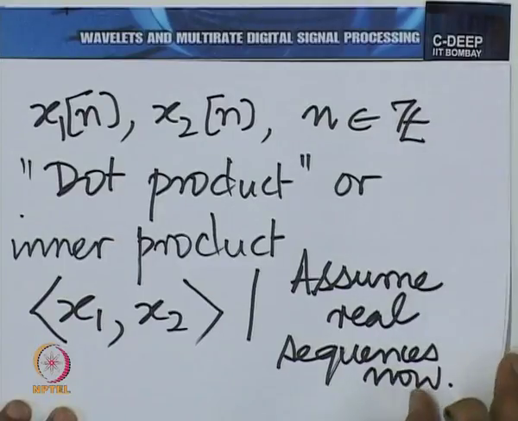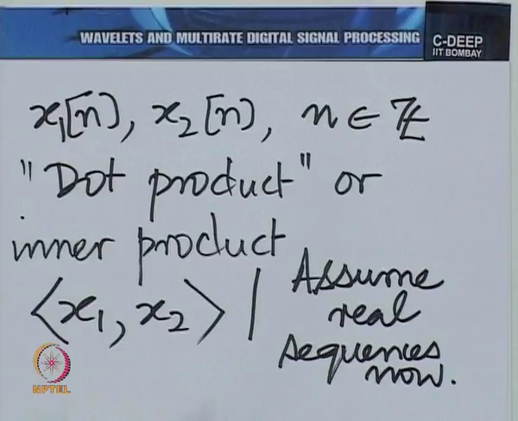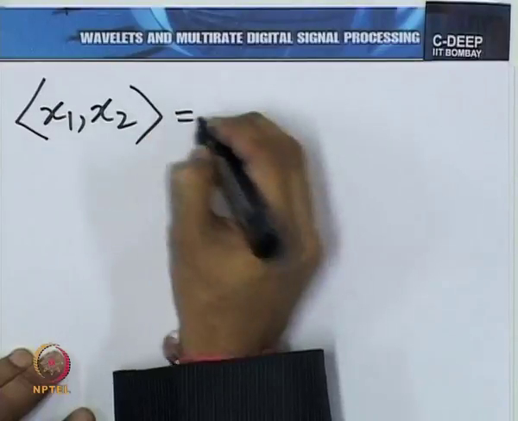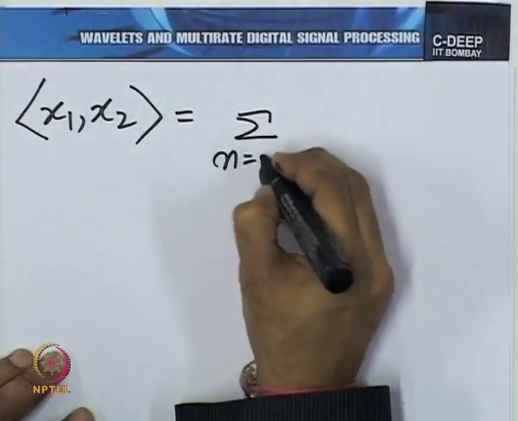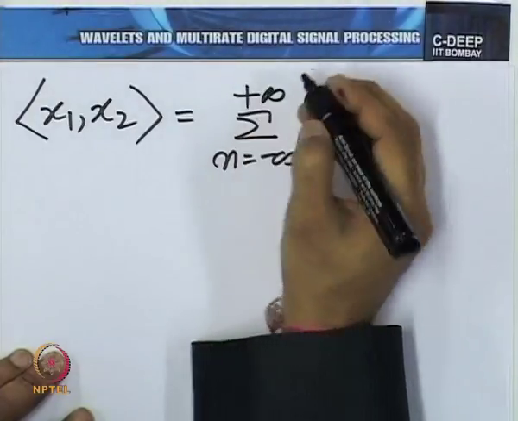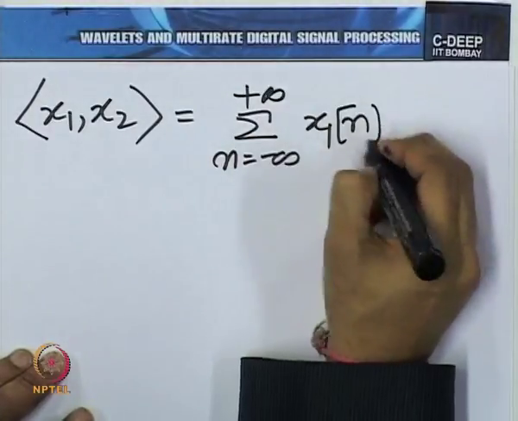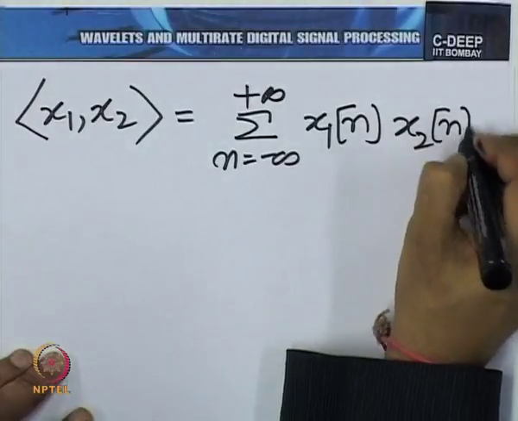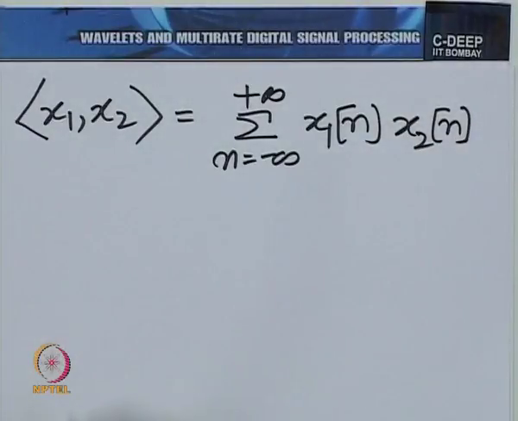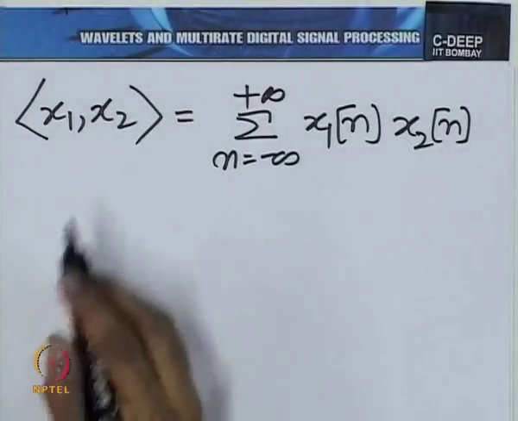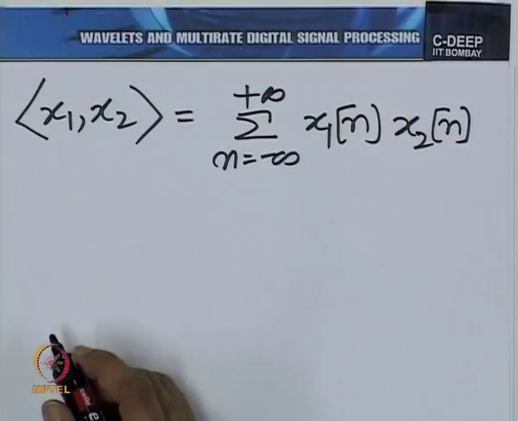In that case, if we generalize, it is easy to see that the inner product of x 1 and x 2 is simply summation on n running all the way from minus to plus infinity x 1 n times x 2 n. And of course, it is clear that the dot product or the inner product, as we are going to call it in this generalized situation, is commutative. That means, if I interchange the roles of x 1 and x 2, the result does not change.